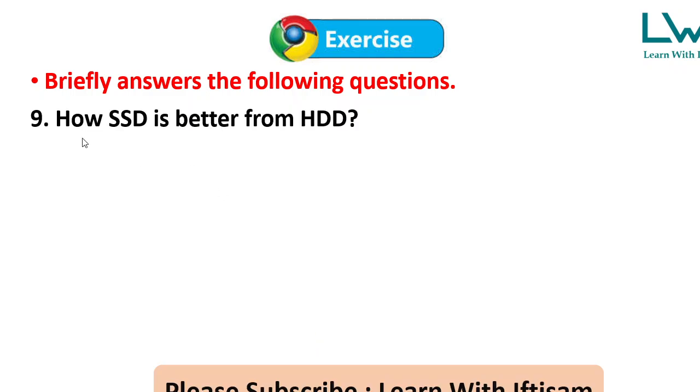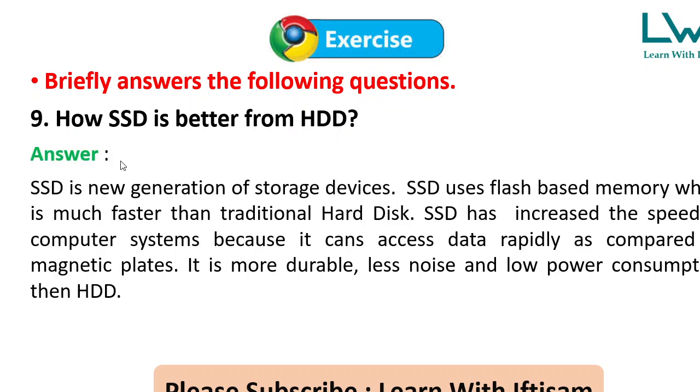Question number 9. How is SSD better than HDD? Answer: SSD is a new generation of storage devices. SSD uses flash-based memory, which is much faster than a traditional hard disk. SSD has increased the speed of the computer system because it can access data rapidly as compared to magnetic plates. It is more durable, makes less noise, and has low power consumption compared to a hard disk drive.